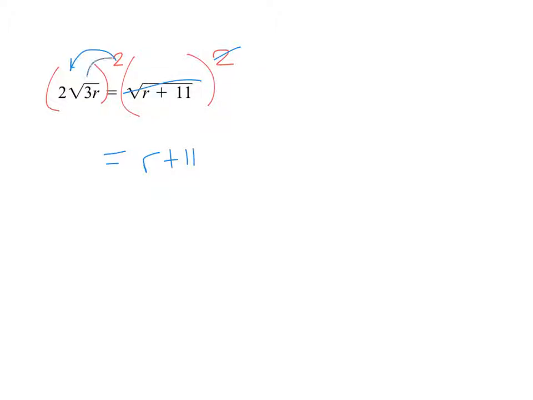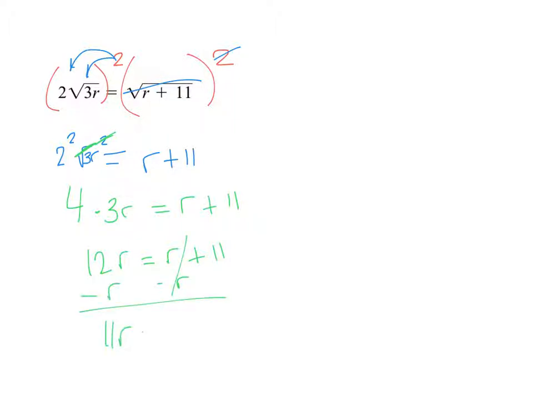This squared would distribute in, getting you 2 squared, and the square root of 3r all squared. Meaning that this squared and this square root will cancel. 2 squared is 4 times 3r. The 3r is released from the square root because the squared and square root cancel out. And you get r plus 11. That's 12r equals r plus 11. I'm going to solve for r by subtracting r. I get 11r equals 11. Dividing by 11, I'll get r equals 1.